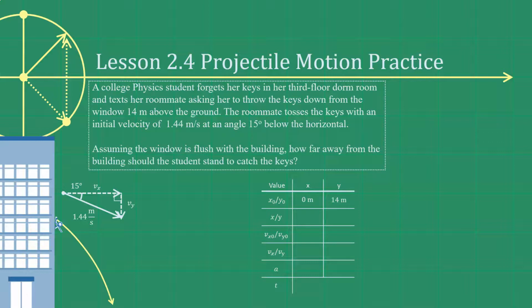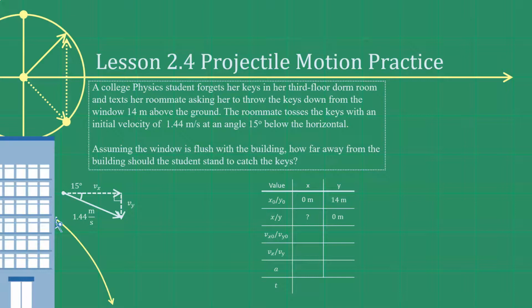That's my original y. My final x is unknown. That's what I'm looking for. How far away from the building do I need to stand to catch these keys? My final y is known because it's at the ground. Okay, so we're going to assume that the keys go all the way down to the ground just to simplify. It doesn't tell me what the height of the physics student is. If I knew the height of the physics student, I could set that height to 0. But not knowing the height of the physics student, I'm just going to assume that I'm going to stand on that point on the ground to catch the keys.